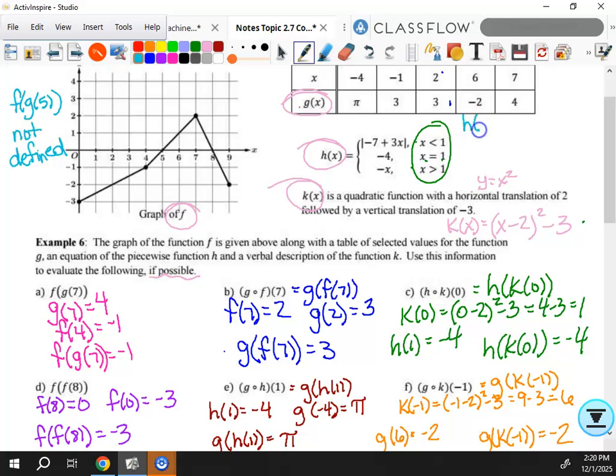I wanted h of 4? What is h of 4? Which equation do I use? First, second, or third? The third, because my x value is greater than 1, so I'm using this. So I substitute 4 into this, and I get negative 4. What if I want h of 0? Which one do I use? The first one. So that'd be the absolute value of negative 7 plus 3 times 0, which would be just the absolute value of negative 7, which is 7.